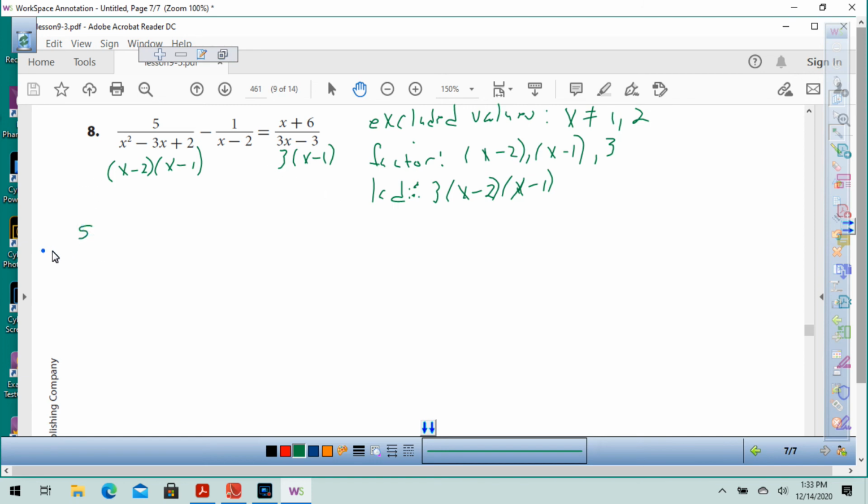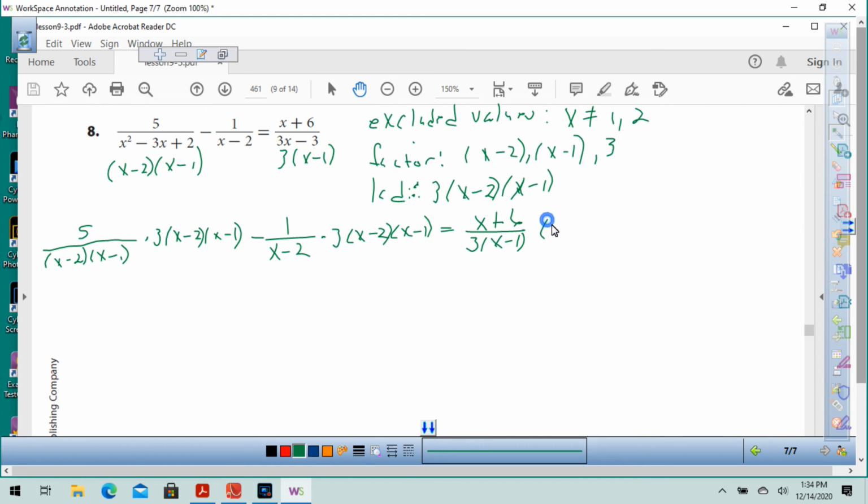So we have 5 over x minus 2 times x minus 1, times 3, and that's x minus 2 times x minus 1, minus 1 over x minus 2, that's going to be times 3, x minus 2, x minus 1, equals x plus 6 over 3 times x minus 1, times 3, and then that's x minus 2 times x minus 1.